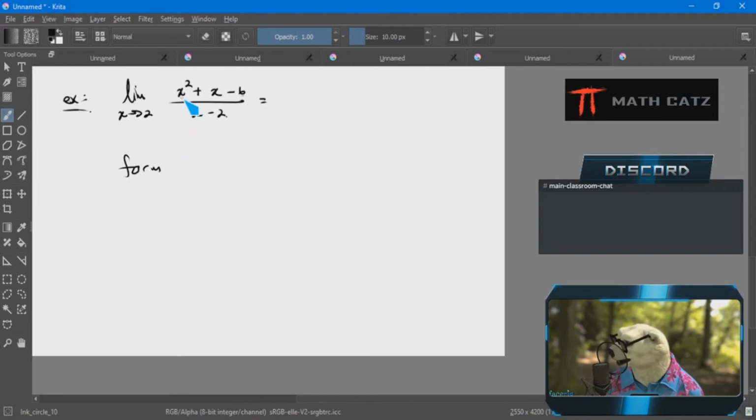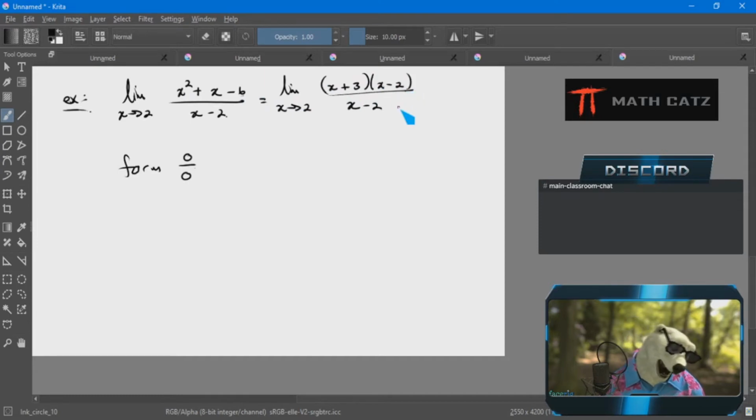When I plug in a 2 in the numerator, I get 4 plus 2 is 6, minus 6, 0. And the bottom is also 0. So I can't say anything immediately. I need to look at the function, look at the specifics, and see if I can somehow clean it up, somehow clarify what's happening. And like in the rational function case, factoring and trying to cancel is often my best attempt. So can I factor the top? I hope I can. It's x plus 3 and x minus 2.